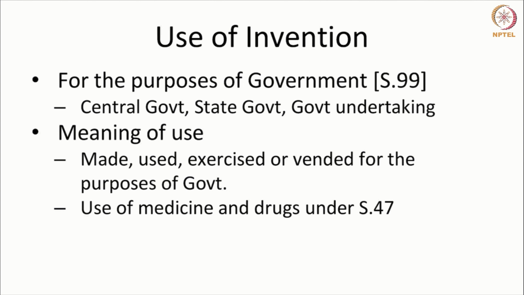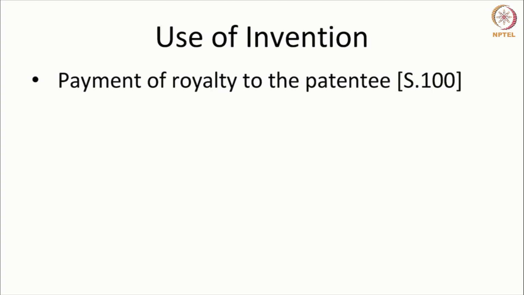Now, use of a medicine or drugs under section 47 is regarded as one such instance of a use. The procedure for the government to acquire requires the payment of royalty to the patentee. So if the government is going to use or acquire an invention, then royalty has to be paid.